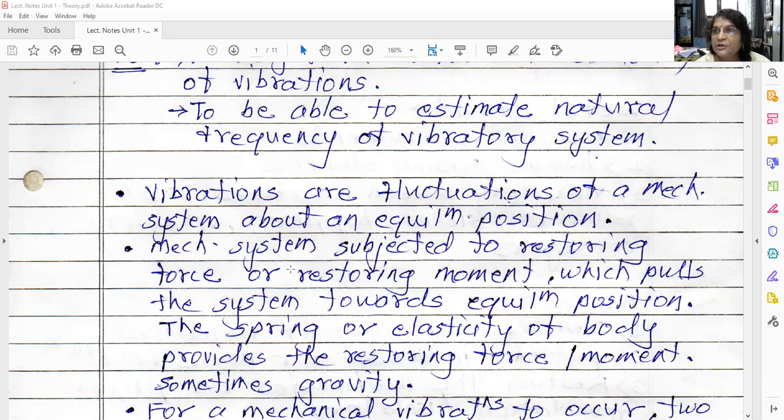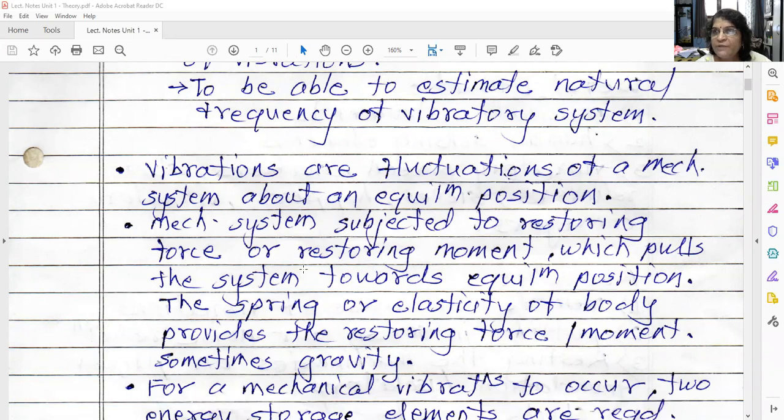It is nothing but oscillatory motion. A mechanical system is subjected to a restoring force or restoring moment, which pulls the system towards the equilibrium position. Two words are very important here: restoring force or restoring moment. When your system is displaced from its equilibrium position, there should be some force or moment which will bring the system back to its original position. That force or moment is called a restoring force or restoring moment.